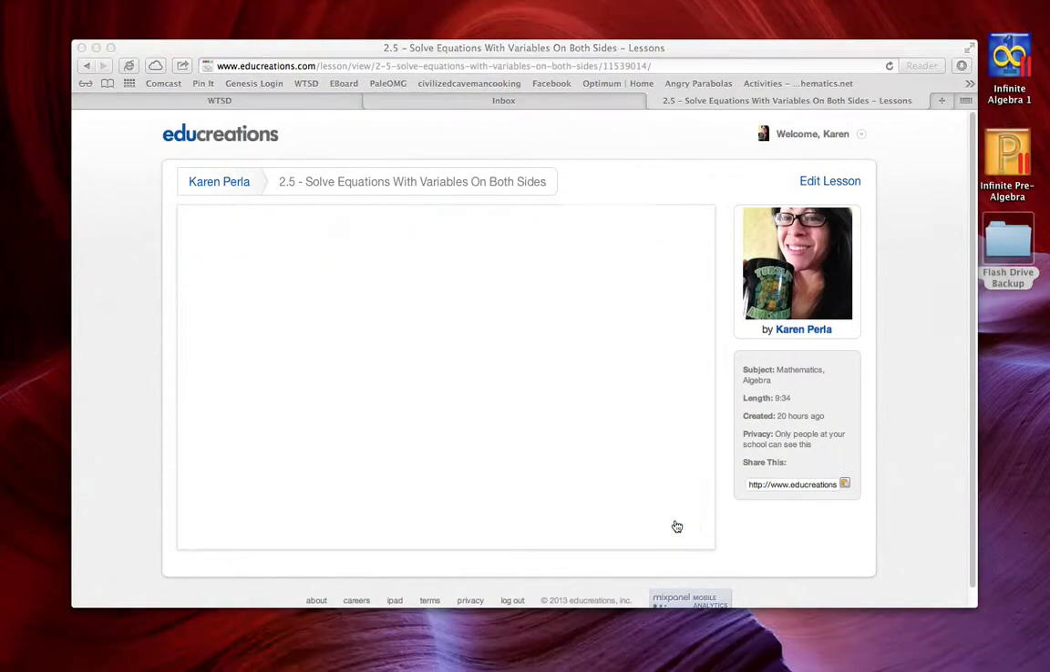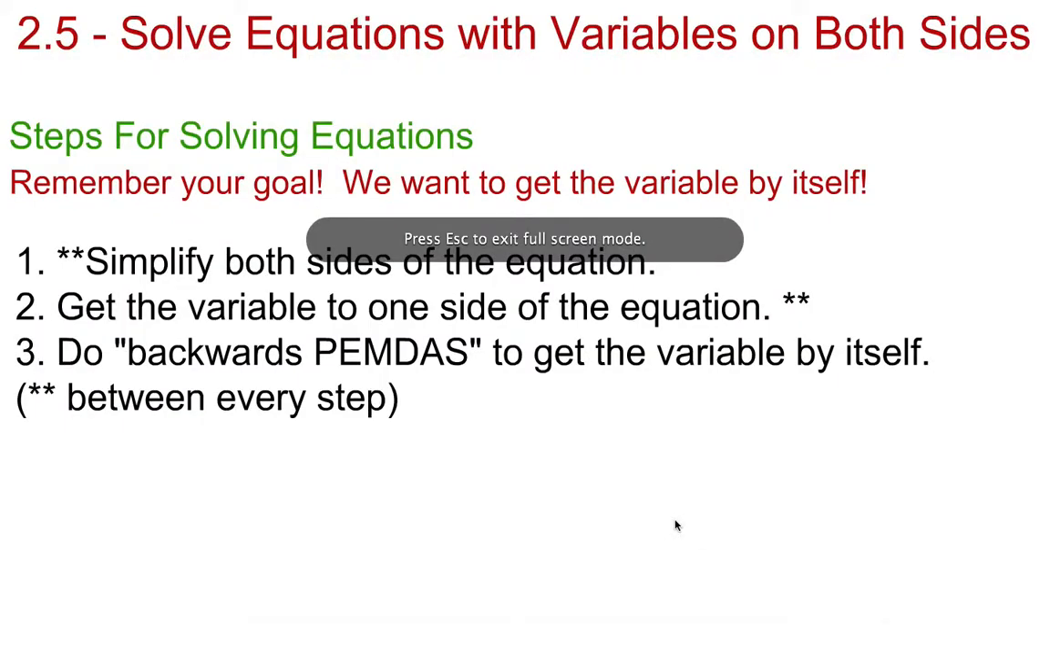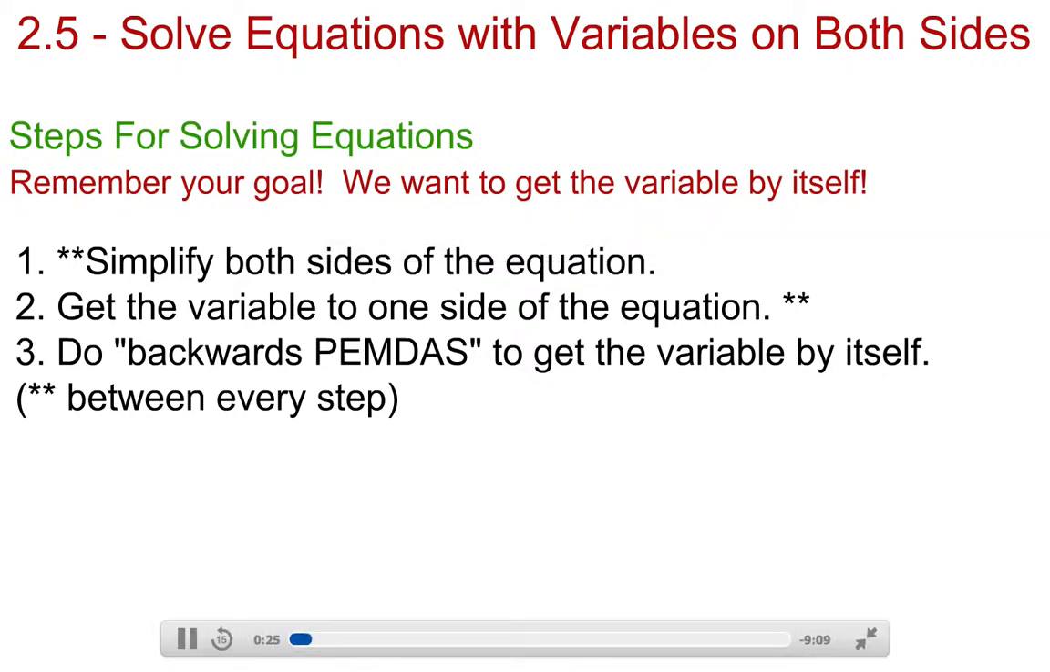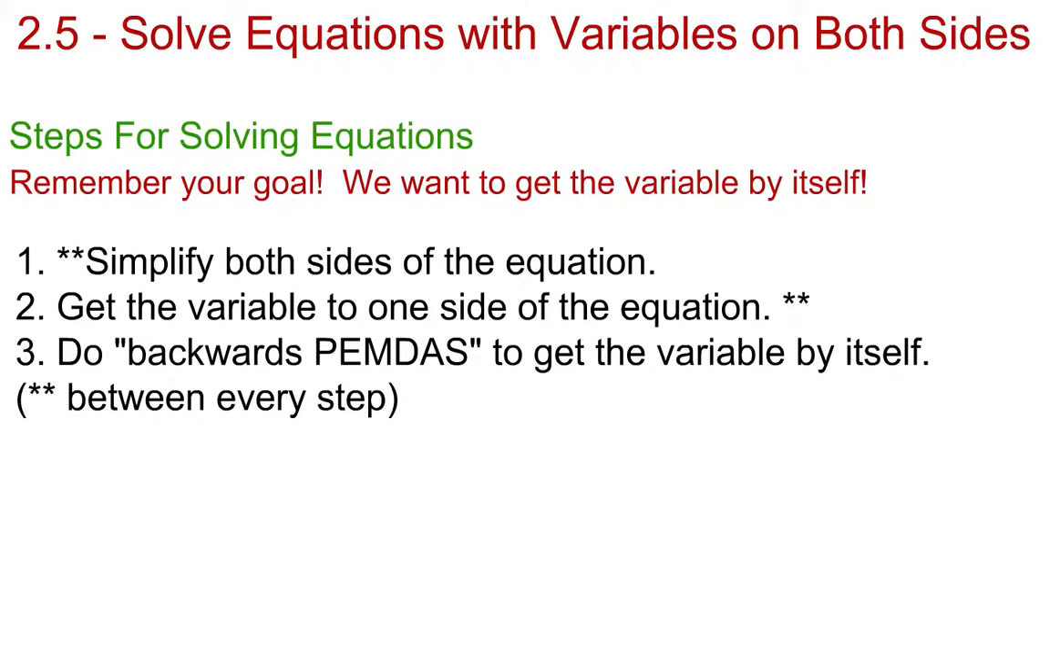So you have to remember your goal. Your goal is you want to get the variable by itself on one side of the equal sign. So the first step is always to simplify both sides of the equation, and you actually have to simplify between every single step. The second one, which we're going to focus on today in this lesson, is to get the variable to one side of the equation.